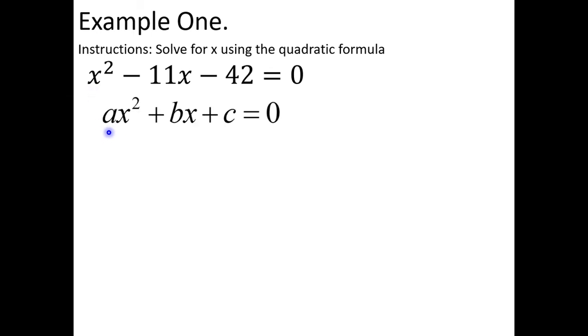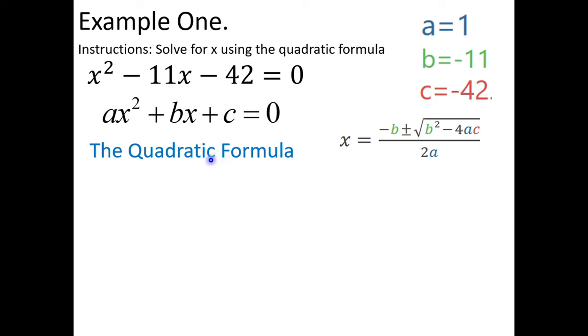So we'll say a, because we give it a letter, represents the coefficient in front of the x squared. We'll say a is equal to 1. b, which represents the coefficient in front of the x term, is negative 11. And c, the constant term, is negative 42. Okay? So we're going to take these three numbers and place them into the quadratic formula, which is a plug-and-play formula. Just plug the numbers in where they're supposed to go.